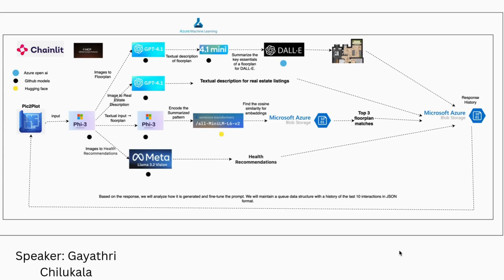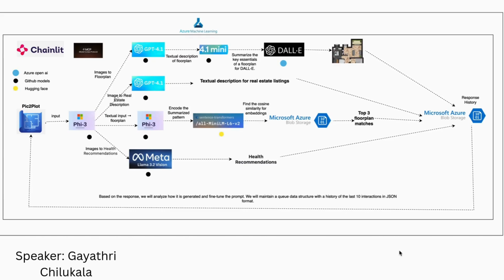Llama 3.2 Vision handles the health recommendation, which need not analyze the room in depth, especially the connections between rooms, so it does not require a huge model. But 4.1 needs to analyze the room connections and pass the result to DALL-E. So it's very important that we use a good model there rather than here. In this way we choose the models.